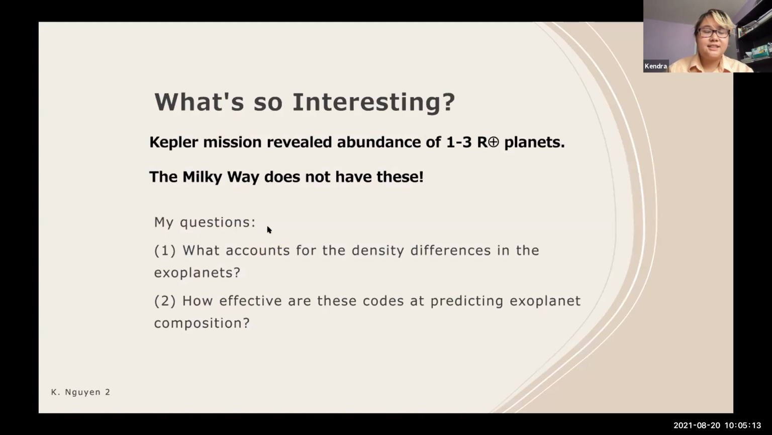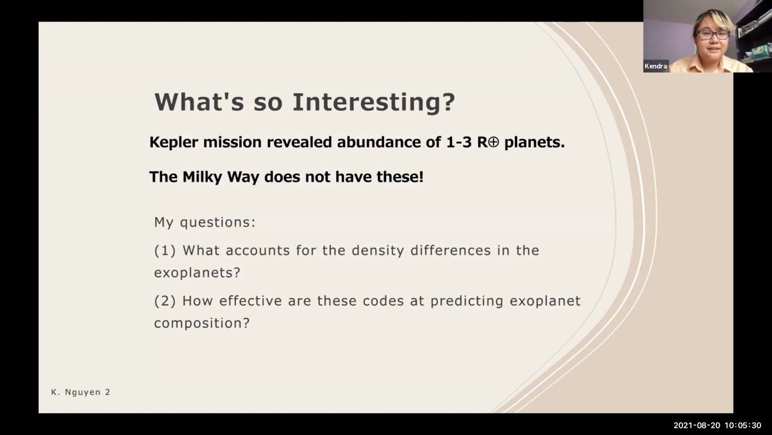So what's so interesting about these planets? Well, the Kepler mission revealed that there was an abundance of 1 to 3 Earth radii planets outside of our solar system. Interestingly enough, our Milky Way does not have these. A major question in the exoplanet field is why?